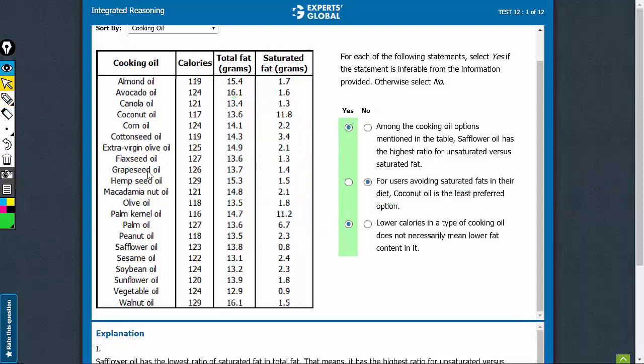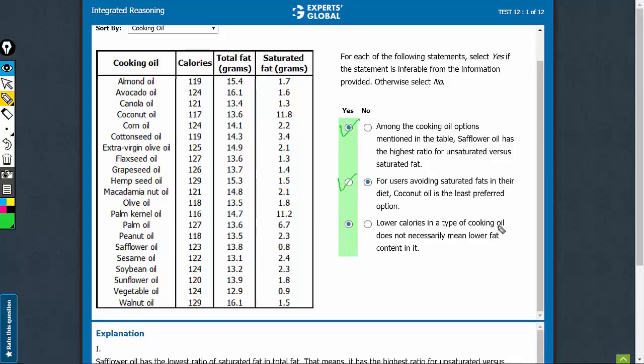Come to the second part here. Let me delete this. For avoiding saturated fats, coconut oil is the least preferred option. So for coconut oil, saturated fat happens to be the highest here, 11.8. So this saves time for whatever extra time we spent here. This was yes, this is also yes.